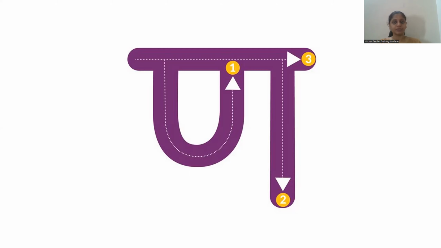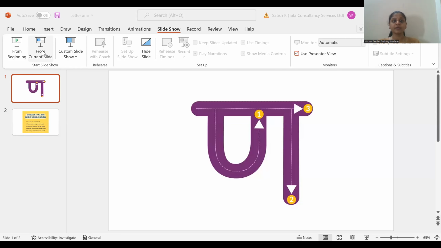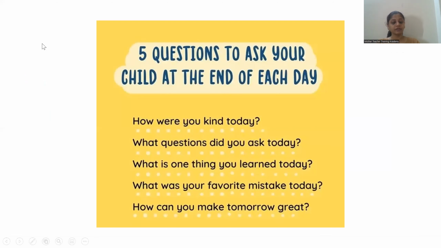And let's see the tip of the day. So the tip is, again, a parenting tip: the 5 questions that, being a parent, you have to ask your child at the end of the day. It may be while sleeping, before sleeping. You can just have a little conversation with them, not much. Don't give extra time for them to just go on speaking. Just ask them to give short answers.